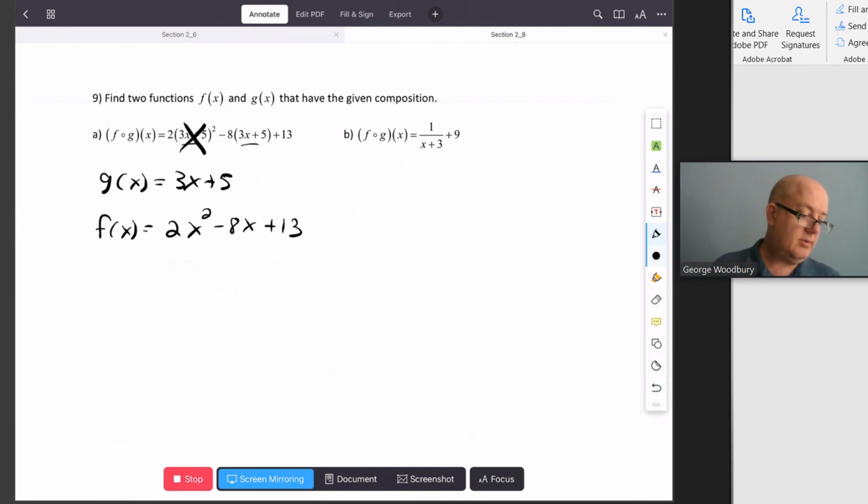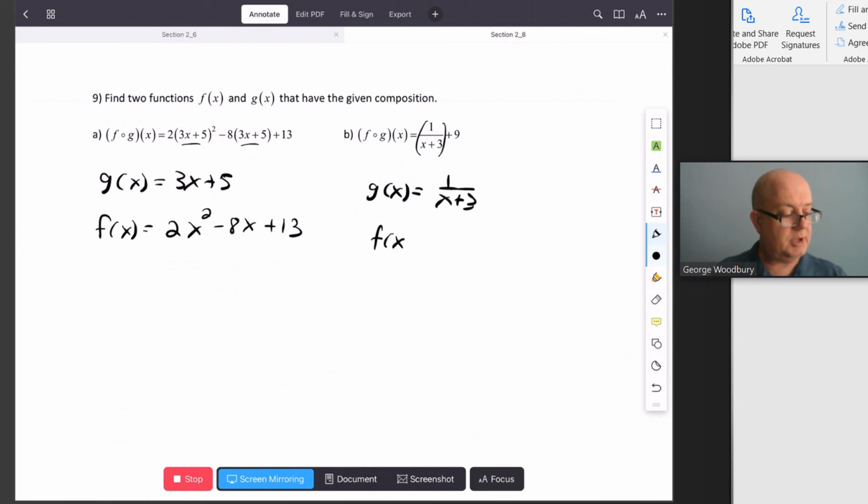Right, let me bring that back for you. In part B, I've got f of g of x is 1 over x plus 3 plus 9. There's a lot of ways you could do this. I'm going to propose this one. If I think of it like this, I could let g of x be 1 over x plus 3, and then f of x would be that plus 9. So I can think of that as x plus 9. There are more than one way to break it down by composition. These are just one example for each one.